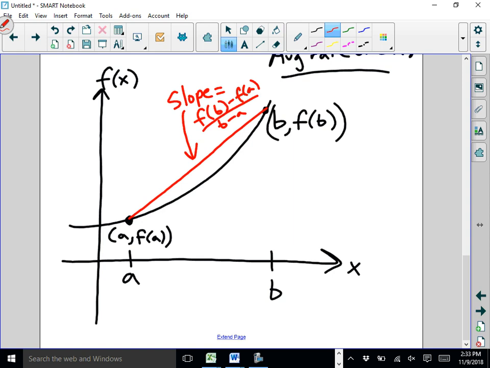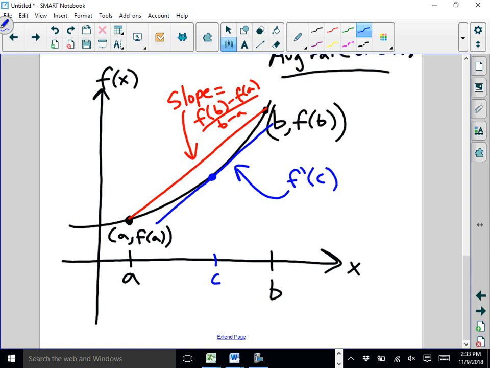So somewhere in here, I'll use a different color for this, somewhere in this curve, I'm going to have a point c. Now, I identified that point right there as point c. The reason I picked that one is because the slope of the tangent line right here, that's f prime of c, right? That slope right there equals f prime of c.